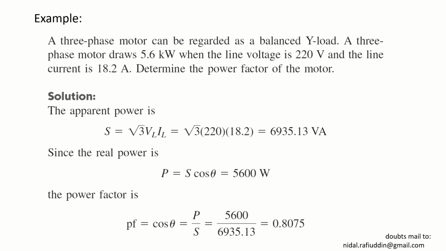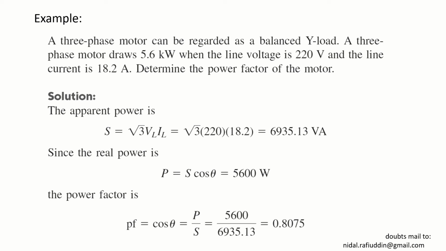So the apparent power is given by the expression root 3 VLIL, or simply VPIP. Since we have line voltage and line current given, that is why we are going to use the expression of S in terms of VLIL. So S is written as root 3 times 220, the line voltage, times 18.2, the line current, and thus the apparent power that we obtain is 6935.13 volt ampere.